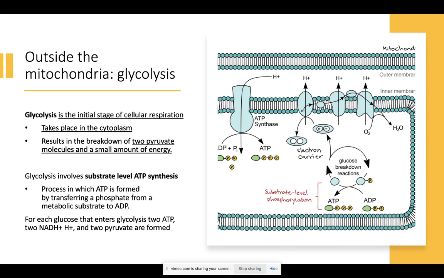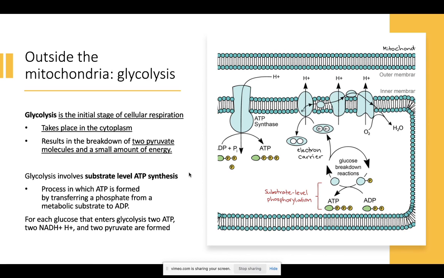So again, just getting a little bit more specific. Going back to discuss the very first phase of cellular respiration. We say here that glycolysis is the initial stage of cellular respiration. It takes place in the cytoplasm. If you don't know that by now, then you've not been listening. It results in the breakdown of glucose into 2 pyruvate molecules and a small amount of energy. Do you guys remember how much ATP is produced from this breakdown? That's right, 2 molecules of ATP, as you can see here.